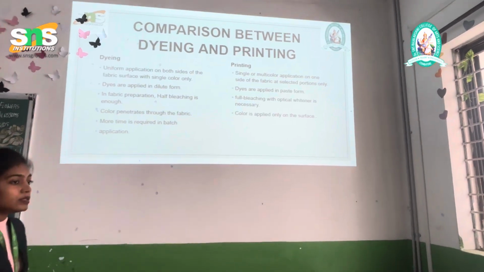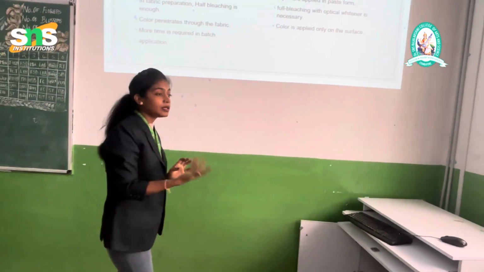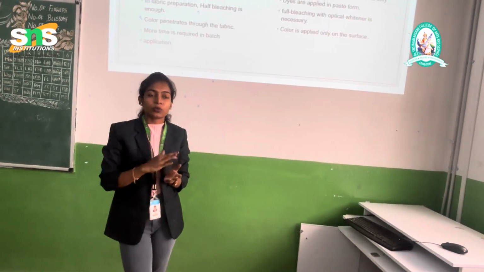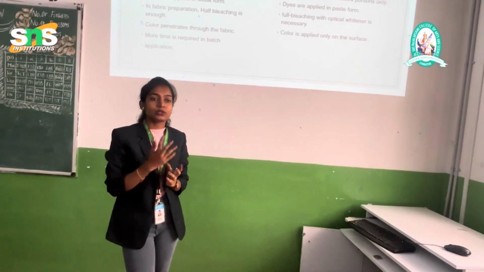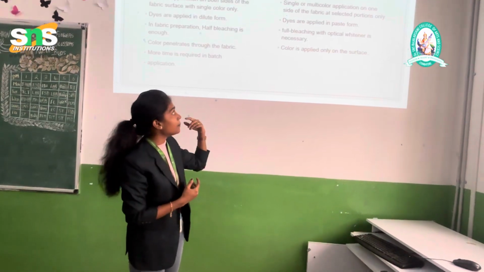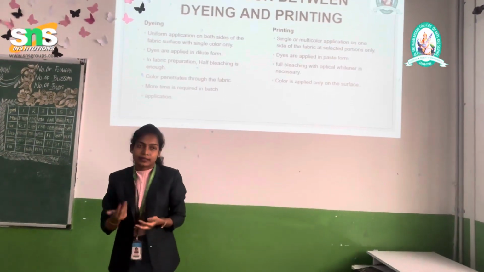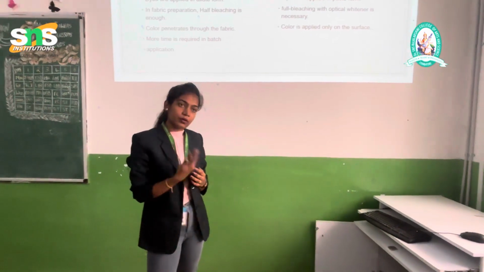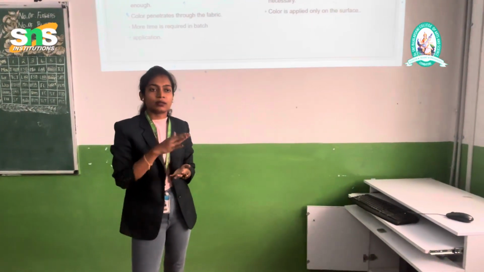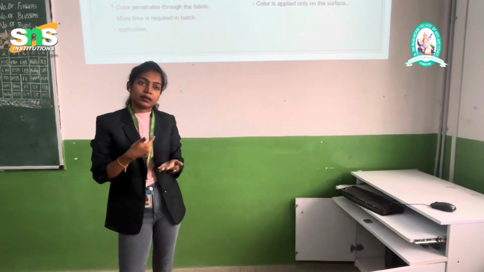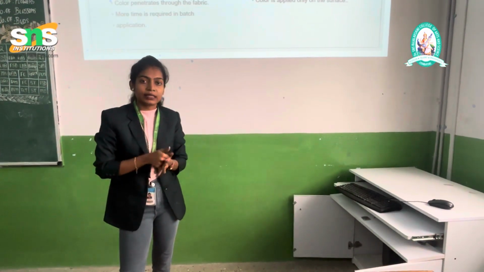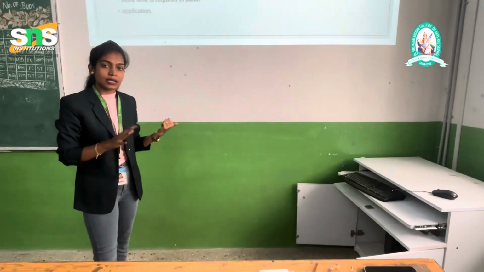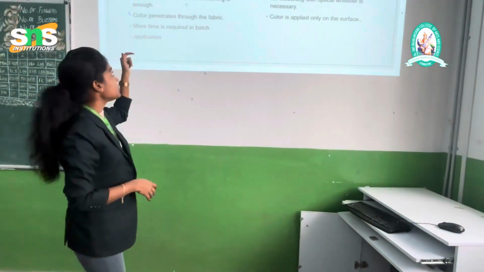Dyes are applied in dilute form, and in printing, dyes are applied in paste form. In fabric preparation, half bleaching is enough, but in printing, full bleaching with optical whitener is necessary. When we talk about color penetration, in dyeing, the color penetrates through the fabric, and in printing, the color is applied only on the surface of the fabric, which means on the top layer of the fabric.